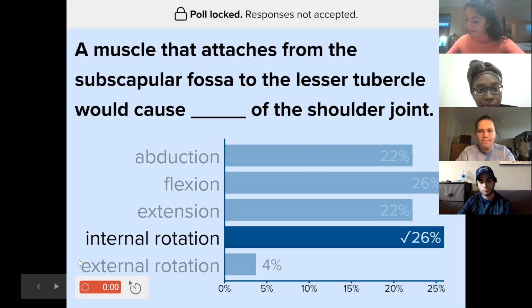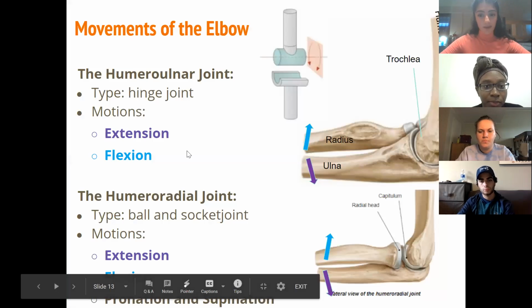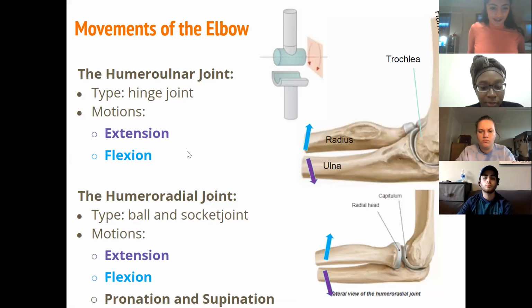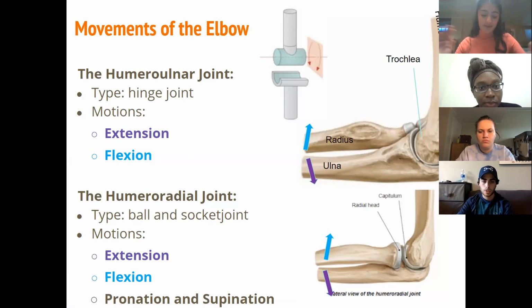Keep moving. So we're going to talk a bit about the elbow, and the elbow has a lot of fascinating features. It actually has 3 joints, and we can consider there to be a 4th joint if we talk about the radio-ulnar joints. The first joint we'll talk about is the humeral-ulnar joint, and that is a hinge joint.